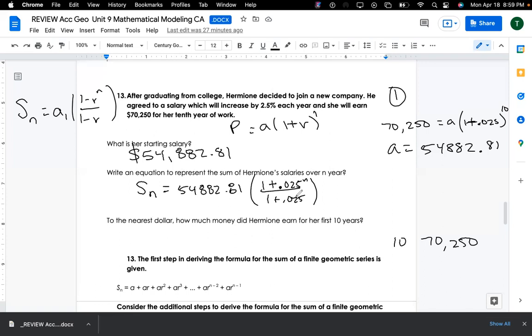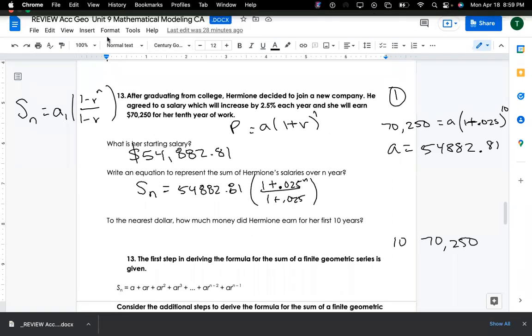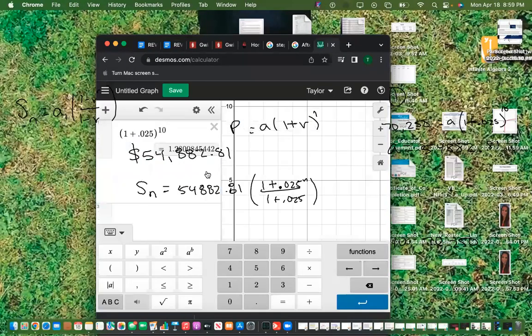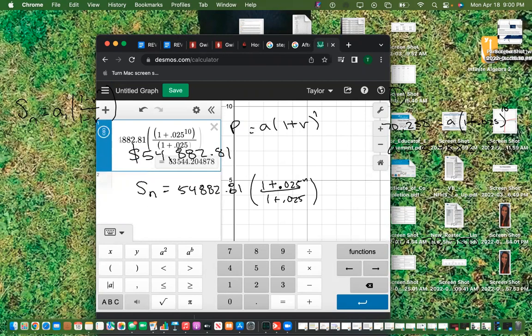To the nearest dollar, how much money did she earn for her first 10 years? So now we're actually going to plug in 10 into this equation. We're going to go into Desmos because I'm not doing this number in my head. So we're going to take $54,882.81, and we're going to multiply it times 1 plus 0.025, and raise that to the 10th power. And we're going to divide that by 1 plus 0.025.